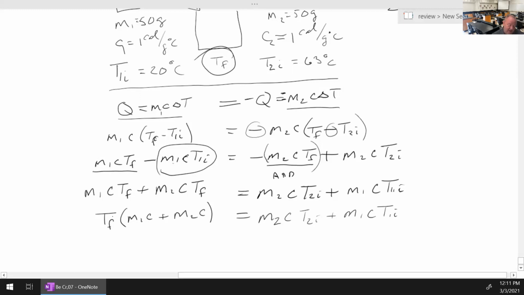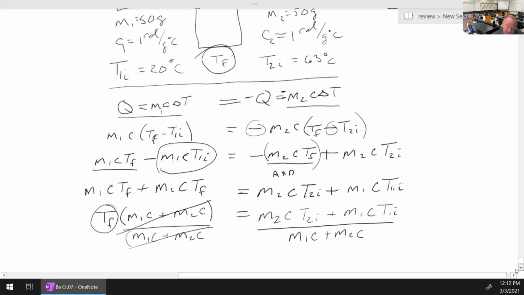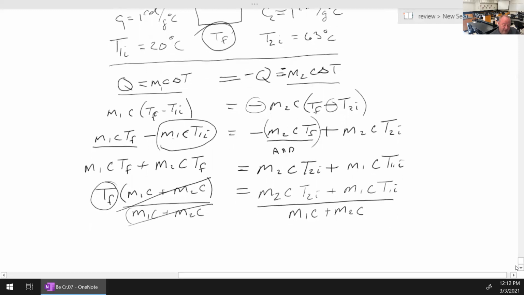But we got TF all by itself on the left, and that's a good thing because now I can divide both sides by this thing in parentheses. And when I do that, I get M1C plus M2C. And this one goes away because I've done the same thing here, M1C plus M2C. So those cancel each other out. And I end up with an expression for the final temperature in terms of everything else that we already know. TF is equal to this expression. It's a little bit long, but if we've done the algebra right, we can put all the numbers in now.